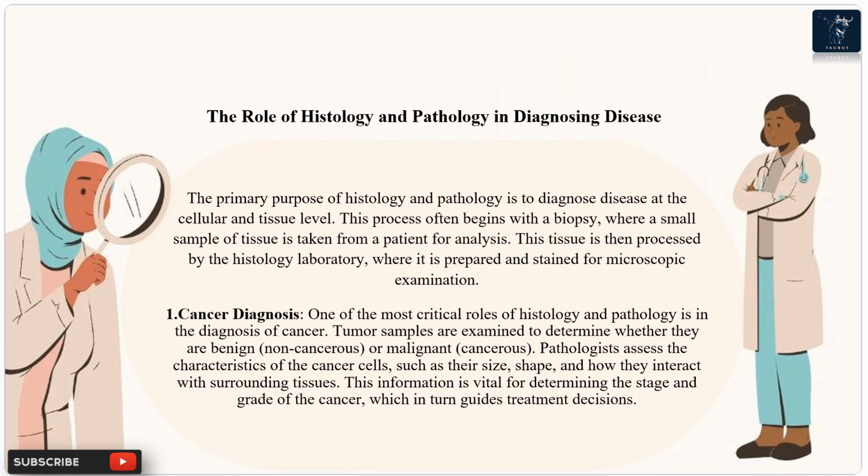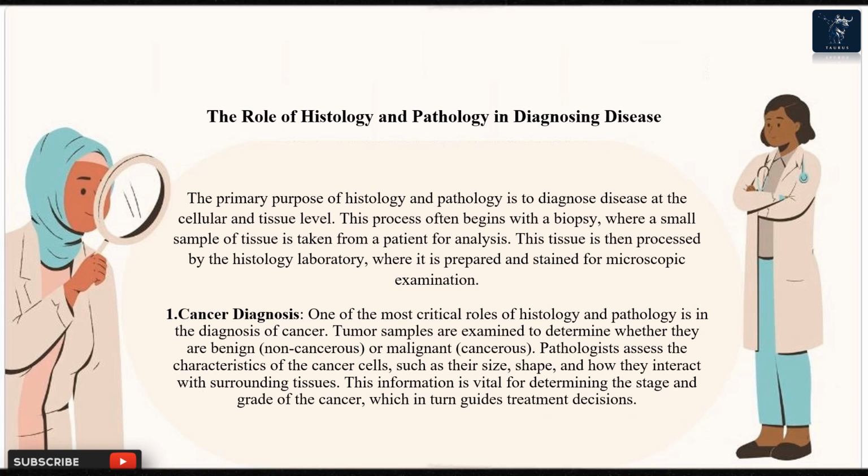Cancer diagnosis. One of the most critical roles of histology and pathology is in the diagnosis of cancer. Tumor samples are examined to determine whether they are benign, non-cancerous, or malignant, cancerous. Pathologists assess the characteristics of the cancer cells, such as their size, shape, and how they interact with surrounding tissues. This information is vital for determining the stage and grade of the cancer, which in turn guides treatment decisions.